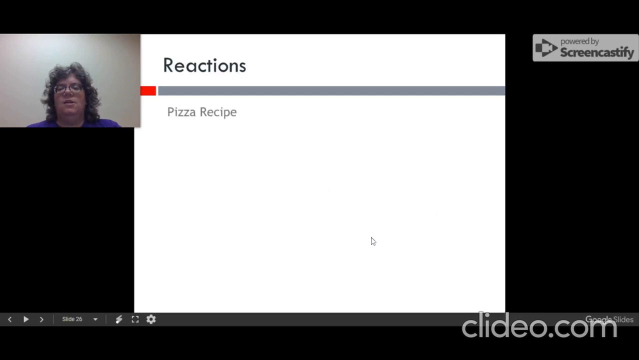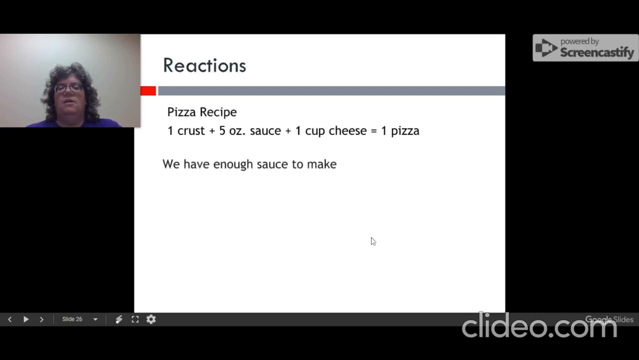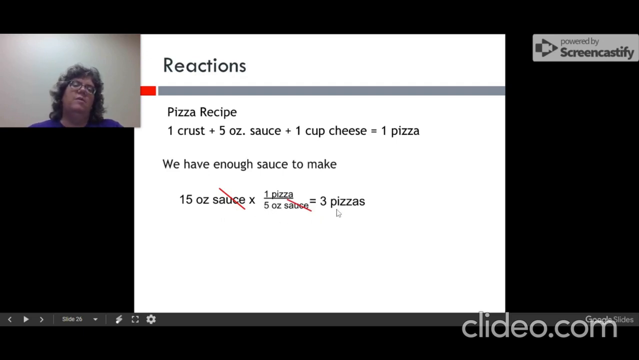Now, lastly, let's look at the sauce. We said we had 15 ounces of sauce. So we have enough sauce to make 3 pizzas, because 1 pizza needs 5 ounces of sauce. 1 pizza, 5 ounces of sauce. And when we cross those out, we see 15 divided by 5, because 5 is in the denominator this time. We can make 3 pizzas with the amount of sauce that we have.